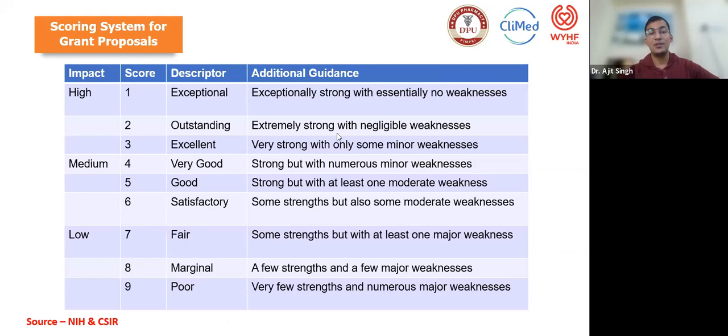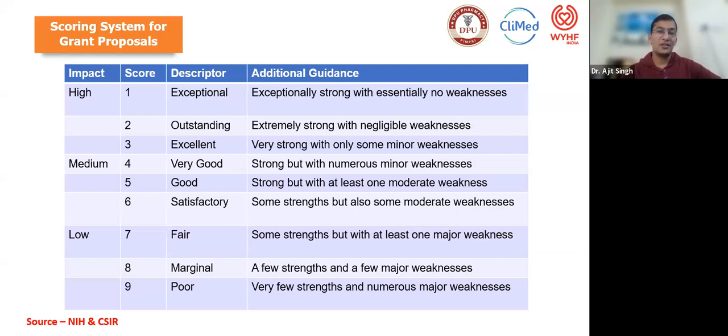Very good means strong but with numerous, multiple minor weaknesses. Then it comes to the good. Good is a kind of medium level, the exact medium level. Good means the proposal is strong but with at least one moderate weakness. Then satisfactory. Satisfactory means there are some strengths but also some moderate weaknesses. Then it comes to the lower grade.